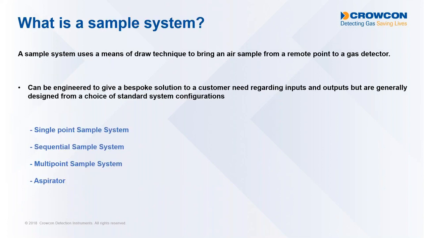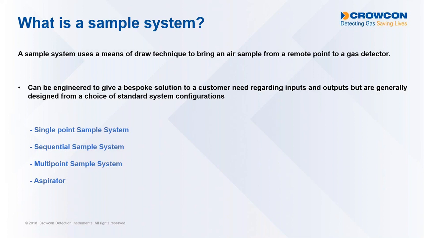So if we move straight into the presentation, we first of all look at what a sample system is. In a nutshell, a sample system uses a means of draw technique to bring an air sample of the gas from a remote point to a gas detector. These can be engineered in many different ways. Every single sample system that we execute is a bespoke solution for a customer. They can feed us information on what their requirements are, and they can tell us what they need in regards to inputs and outputs. But generally, we start from one of four configurations which we can build out from.